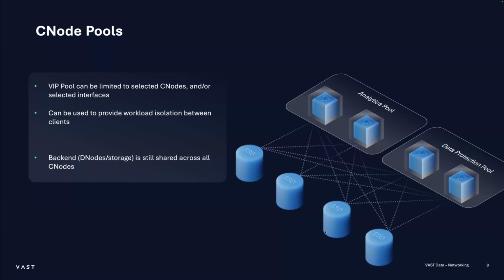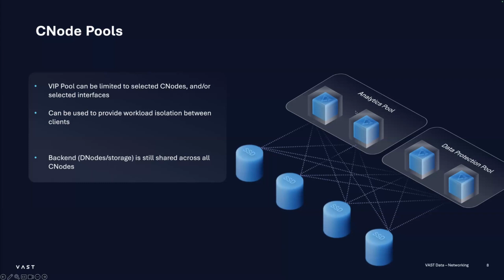You may also have reasons where it's different networking topologies, different physical networking connections, or different physical network types, where you may have some CNodes that are Ethernet based, some CNodes that are InfiniBand based, that you want to utilize. So you segment those across.